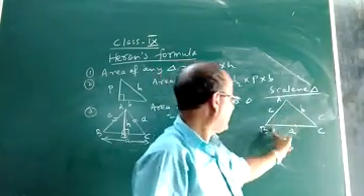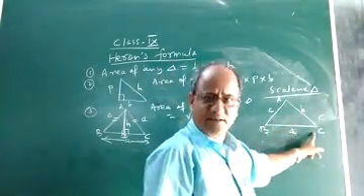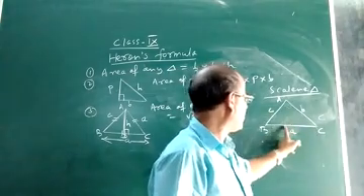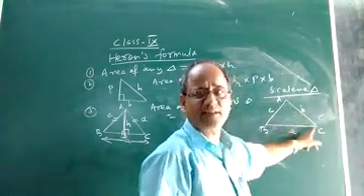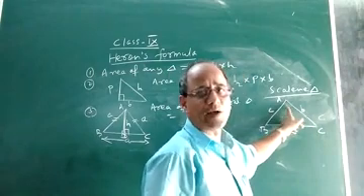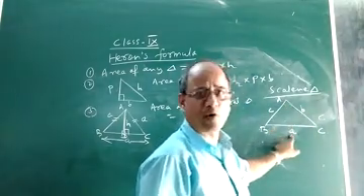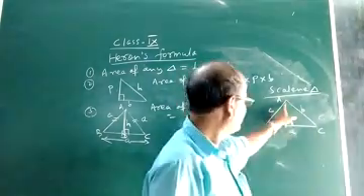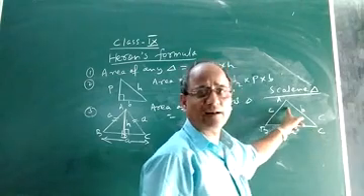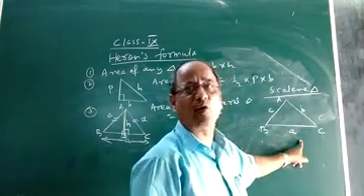You see, look at BC. The side BC is the opposite side of angle A. BC is the side opposite to angle A, so it will be taken as small a. Because BC is the opposite side of angle A, that is why it will be taken as small a.